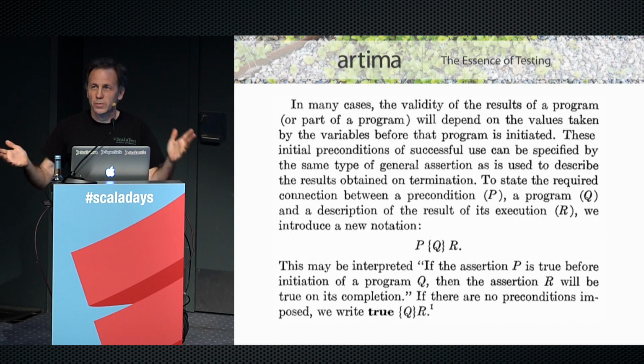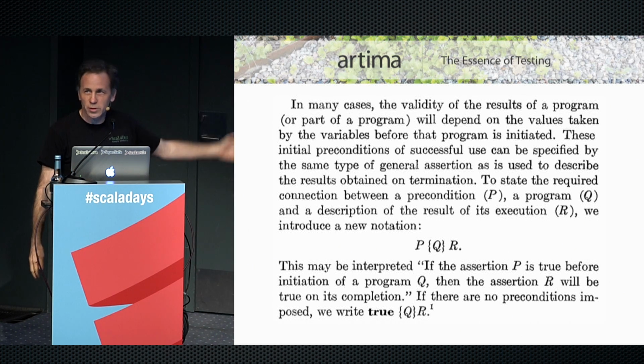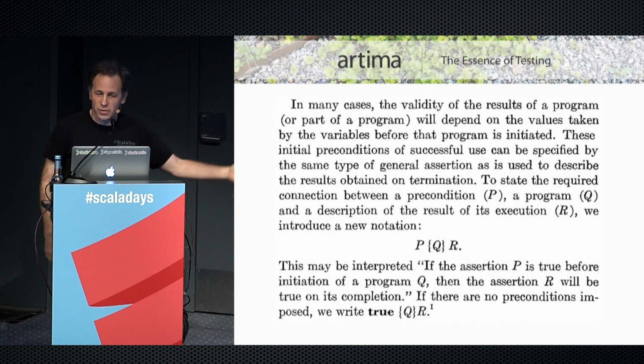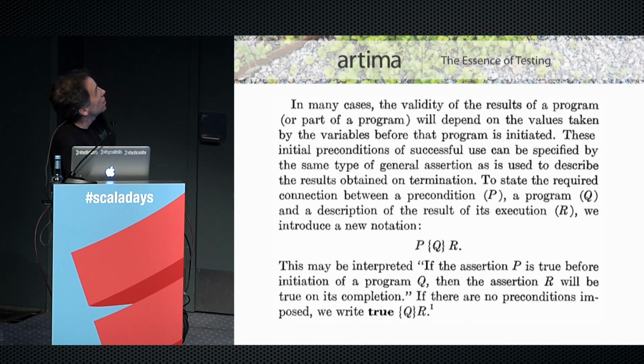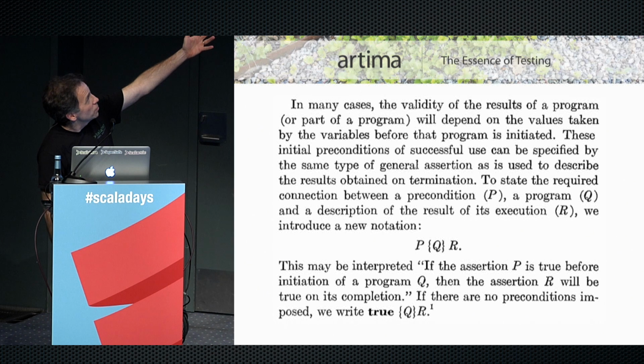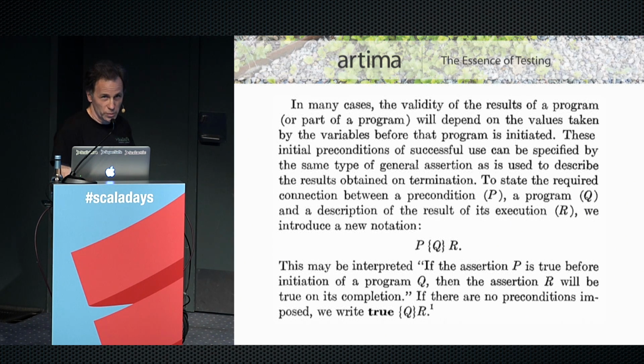So a whole bunch of words that show up in ScalaTest today show up in this paper, right? Like describe and specify and assertion. So what he said is then, essentially, to state the required connection between precondition P, program Q, and a description of the result of its execution, which he called R, he has this new notation, PQR. See that little thing there is his notation, and that's called a Hoare triple.